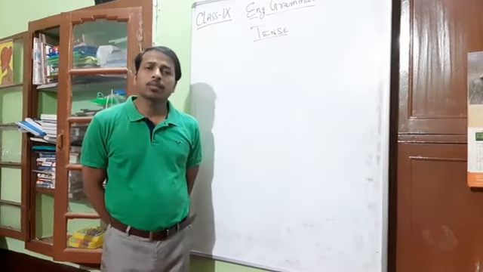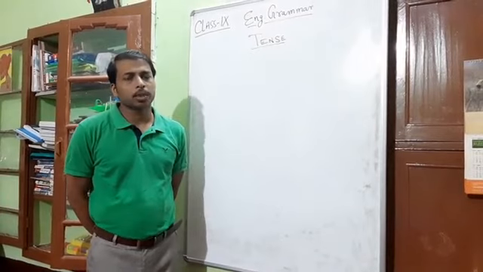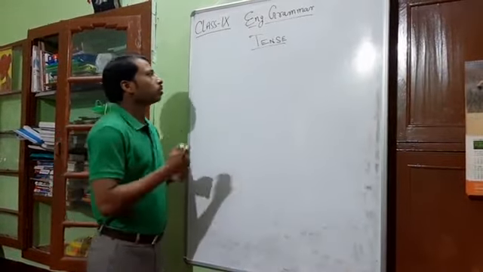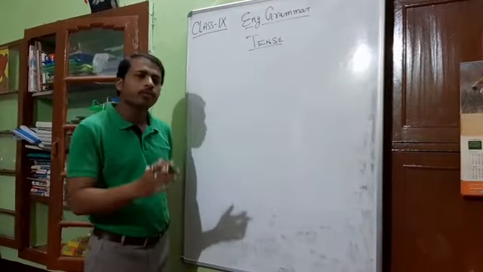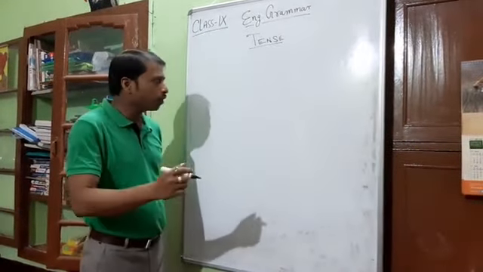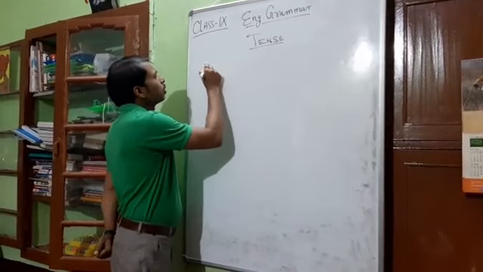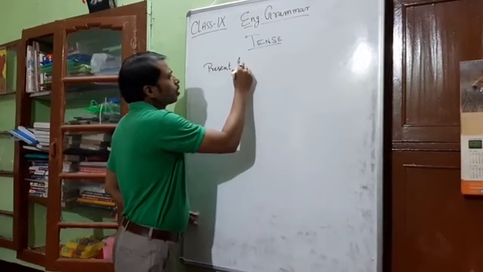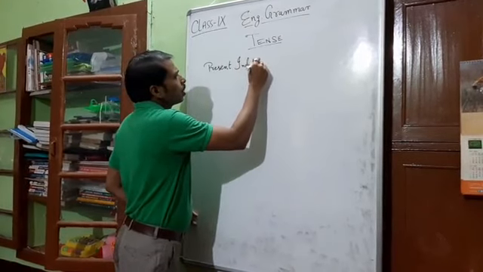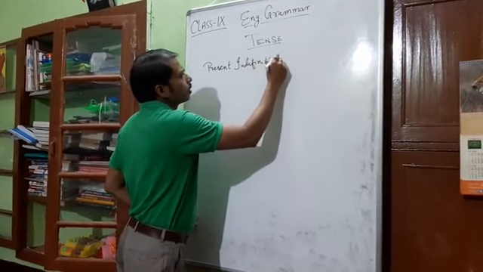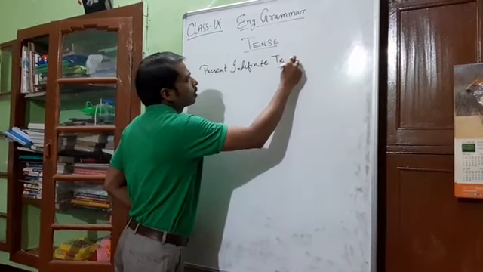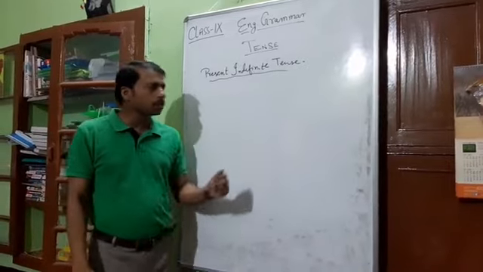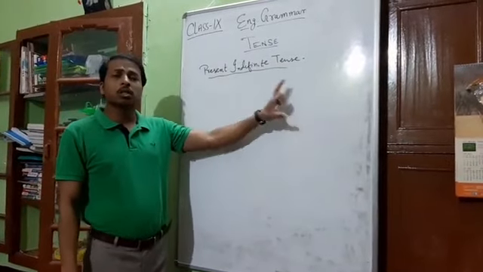Now let's begin with present tense. As far as present tense goes, we have four divisions of the present tense. The first one is present indefinite tense. Now, what do you mean by present indefinite tense? Or better to say, when do we use present indefinite tense?